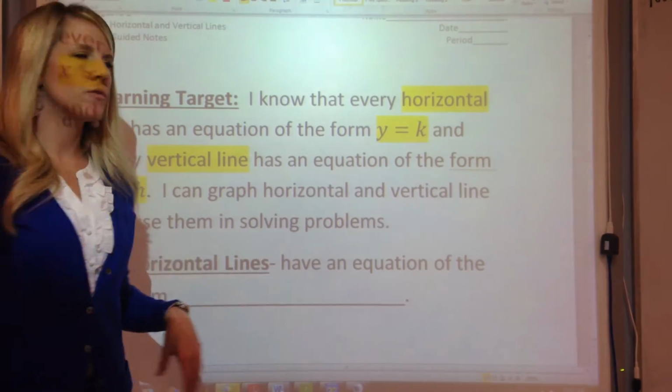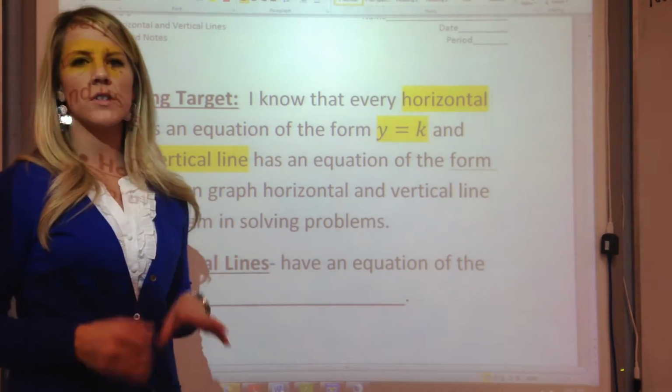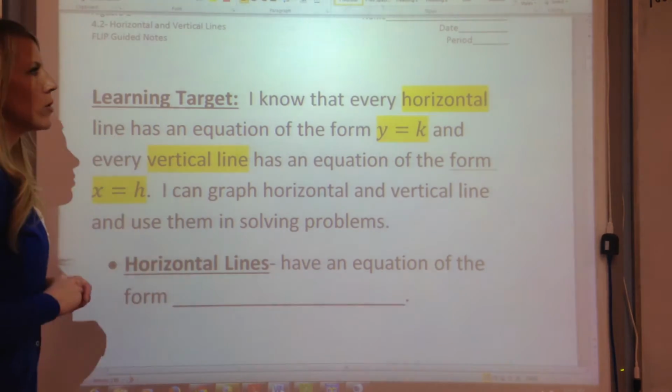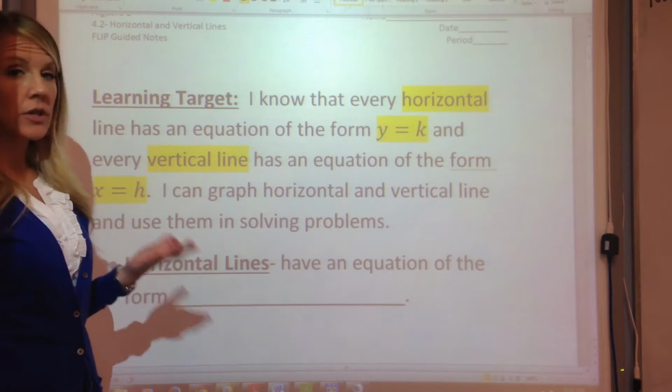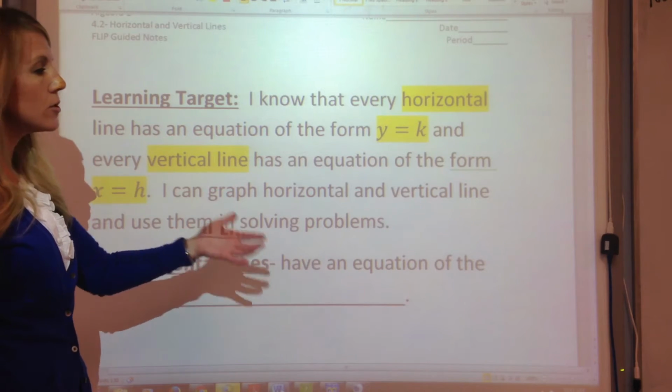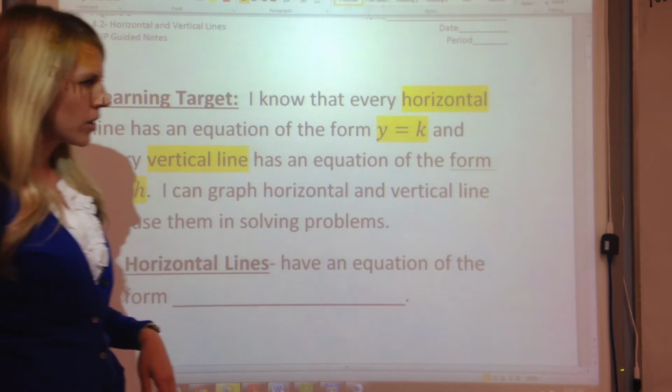Okay, so today we're starting 4.2. We were just solving for percentages using equations. Today we're going to be looking at horizontal and vertical lines and solving equations using those lines, or using them to help us solve those kinds of problems.